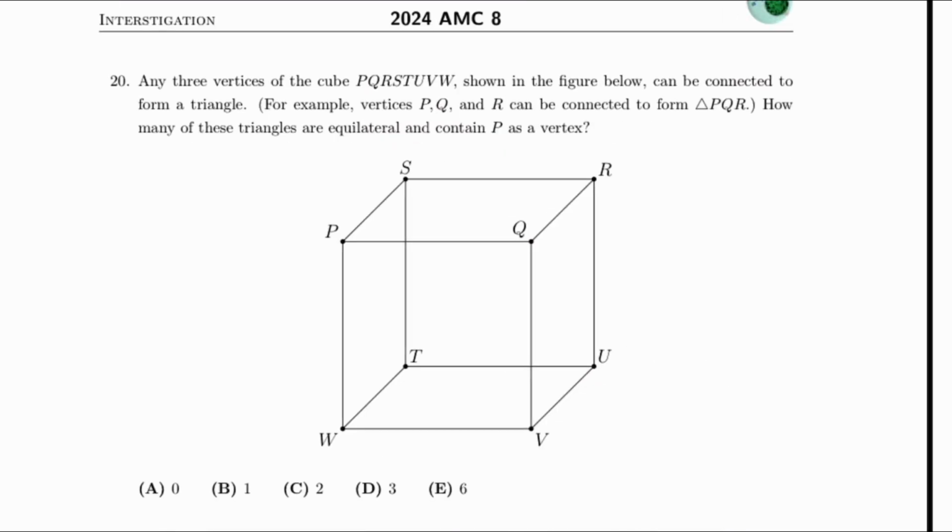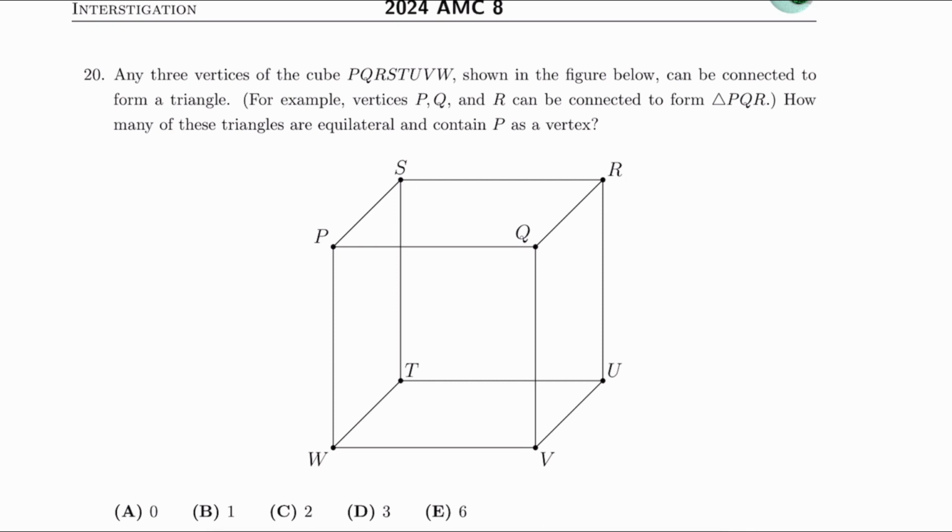Cool. Let's go ahead and take a look at number 20. Number 20 says, any 3 vertices of the cube PQRSTUVW shown in the figure below can be connected to form a triangle. For example, vertices PQR can be connected to form triangle PQR. How many of these triangles are equilateral and contain P as a vertex?